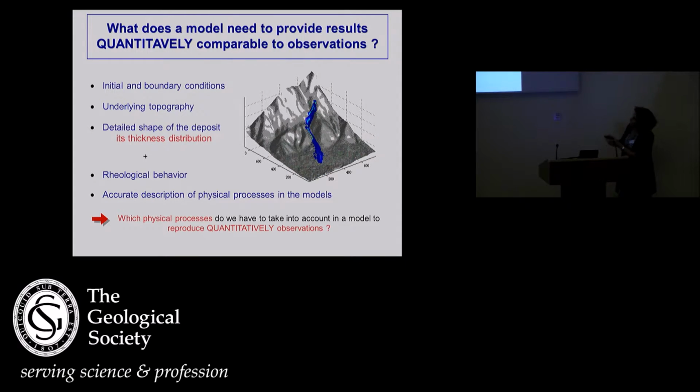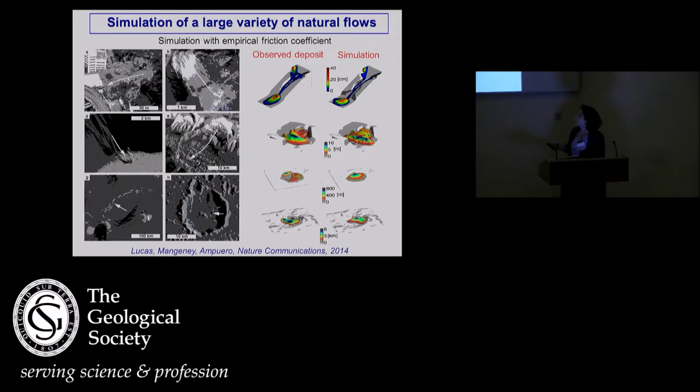So once we have all this, we can say which physical processes have to be taken into account in a model to quantitatively reproduce observation. And I will show you, for example, what we can do if we do that. It's an iterative process, because at the beginning we don't have everything in the model, and we don't have a lot of data. So what we can do now is with the models and the observations that we have.